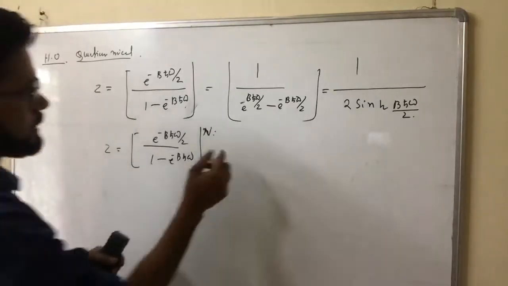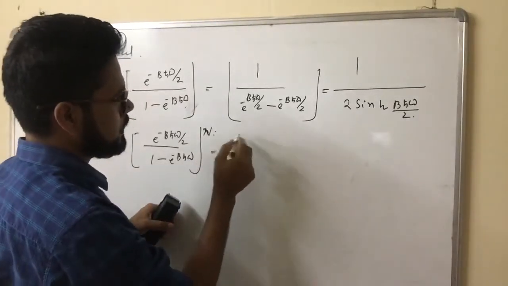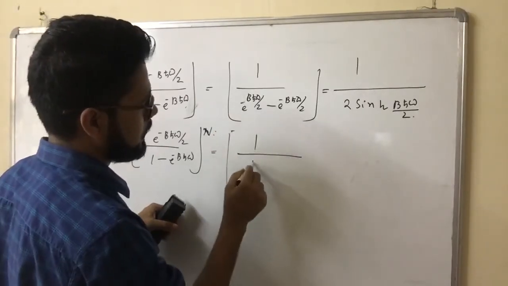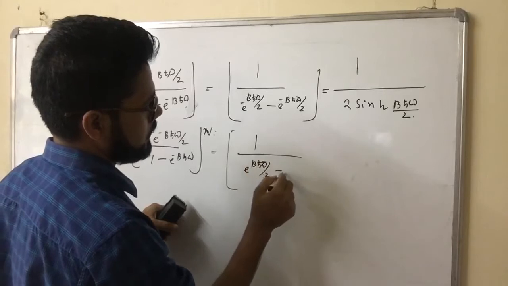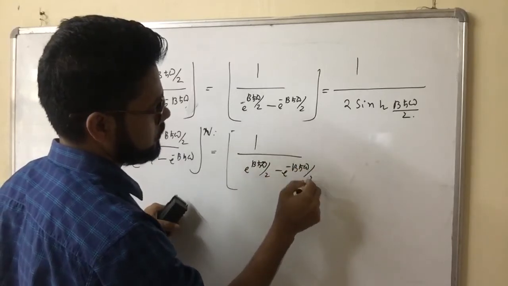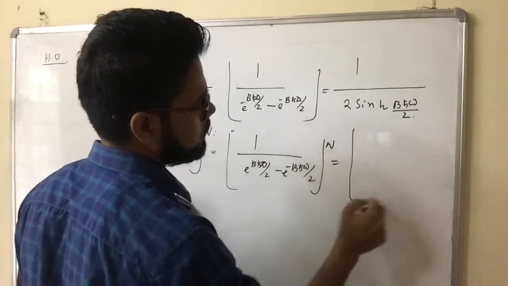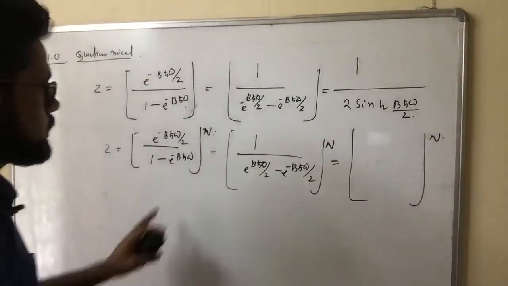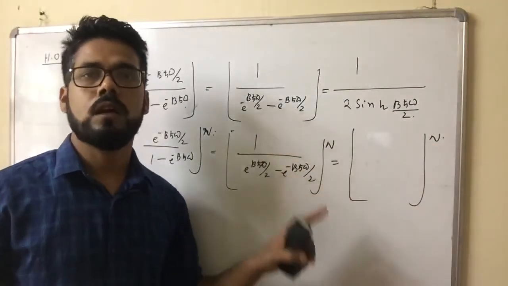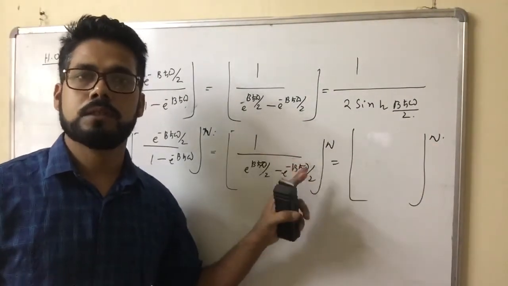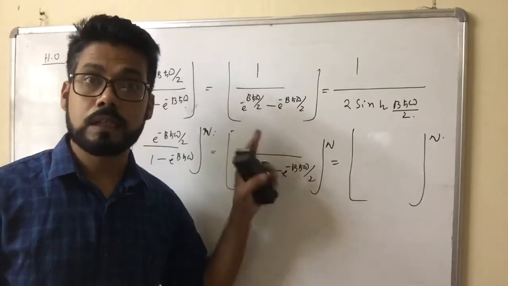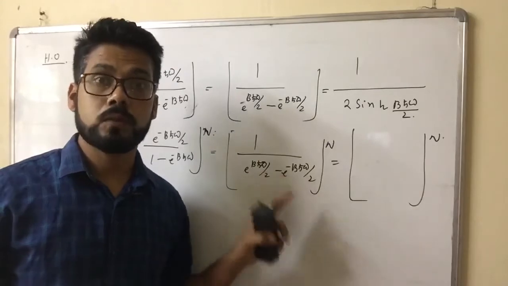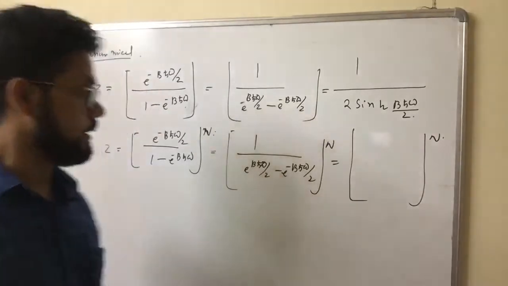And I am simplifying this equation. It will become the same formula, 1 over e to the power beta h cos omega by 2 minus e to the power minus beta h cos omega by 2, to the power n. Same thing, you can do the same here also, to the power n. Okay, as per your requirement. This is for a one-dimensional harmonic oscillator. For n numbers of one-dimensional quantum harmonic oscillators, this harmonic oscillator is known as a Schrödinger oscillator, because we consider zero point energy. Okay.